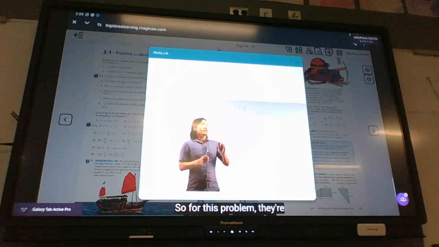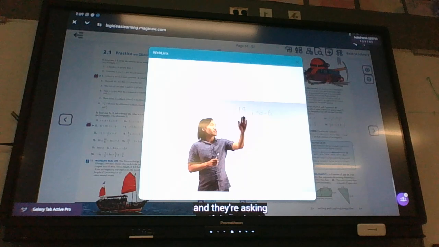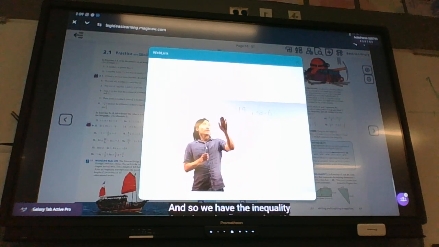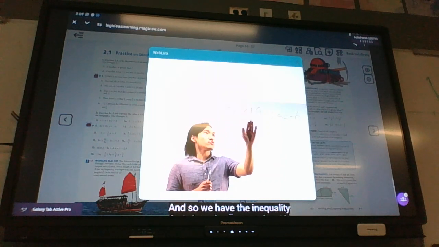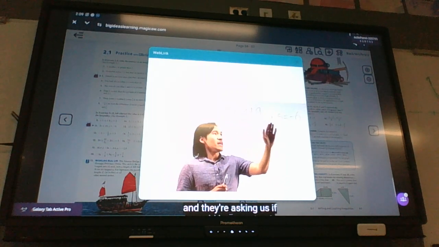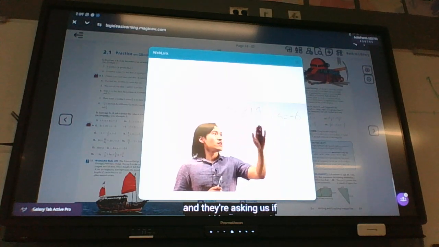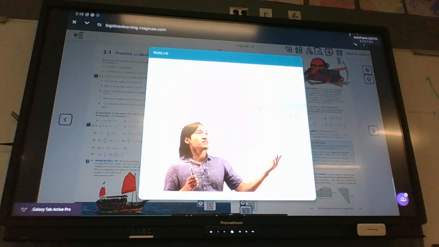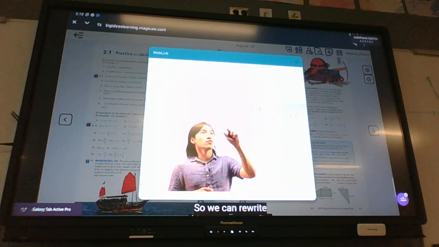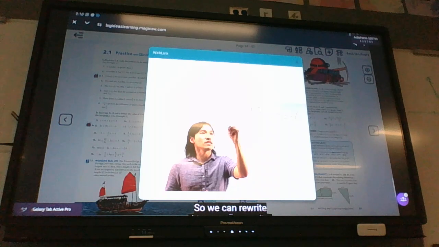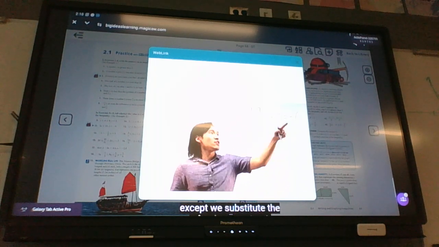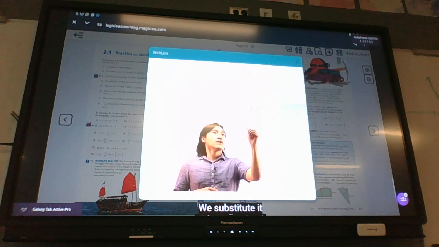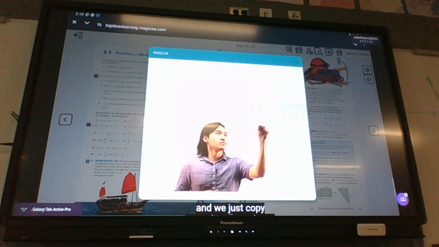So for this problem, they're giving us an inequality and they're asking us if this value is a solution to this inequality. And so we have the inequality 3s is less than or equal to 19, and they're asking us if s could be negative 6. In other words, could we take negative 6, plug it in for s, and have this make sense? Well, let's try it out. So we can rewrite this same inequality, except we substitute the s for the negative 6, and we just copy everything else down.